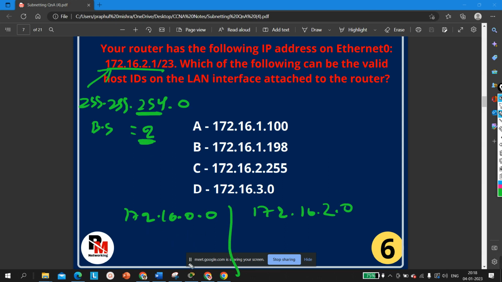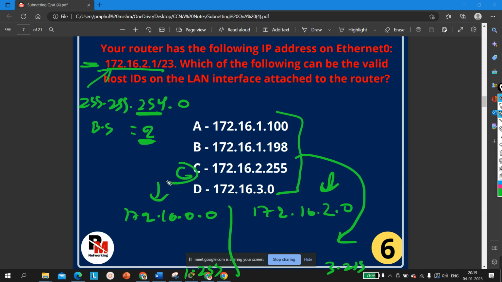And this network will end on 1.255. Am I right? So tell me, does this IP address belong to this network or this network? As this network will end on 3.255, it belongs to the second network. So option C is the right answer. This one is not broadcast because the last one is present in the third octet, right?